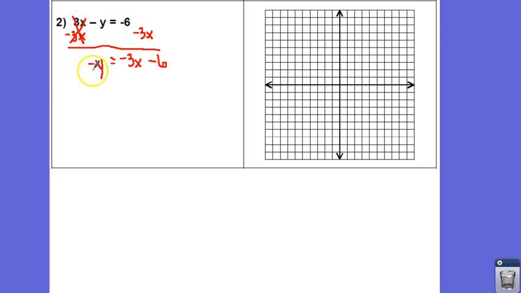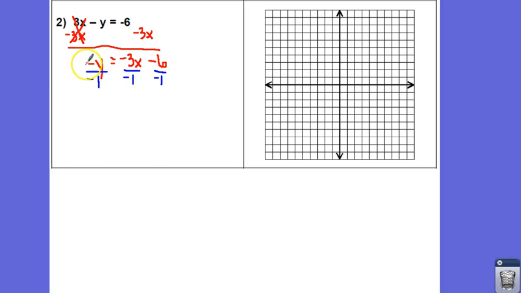Now we want y to be positive, so there's a negative here. So this says negative 1 times y. To get rid of that negative, we are going to change the sign of everything over here. So we are going to divide by a negative 1. We're going to divide this by negative 1 and divide this by negative 1.